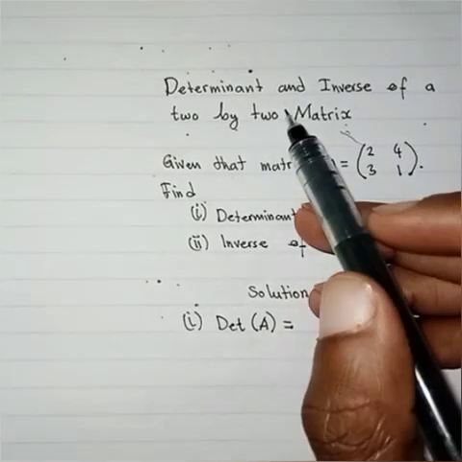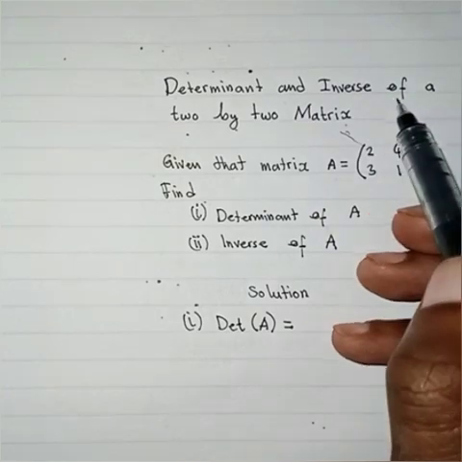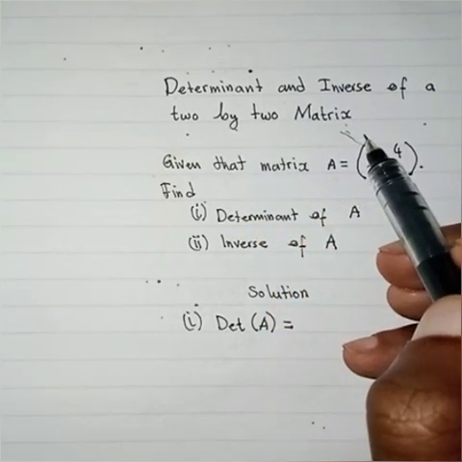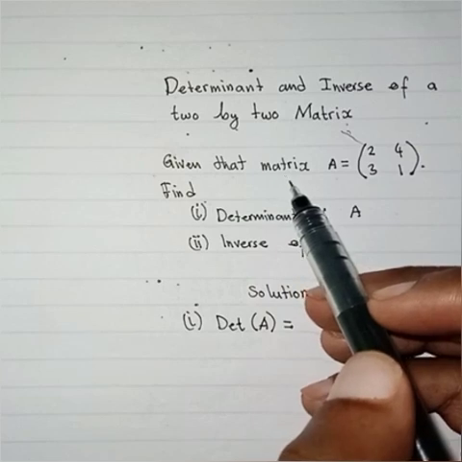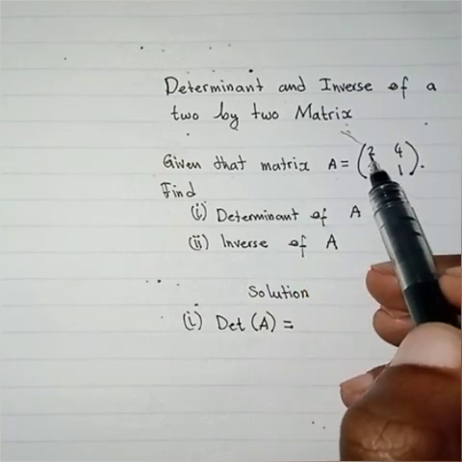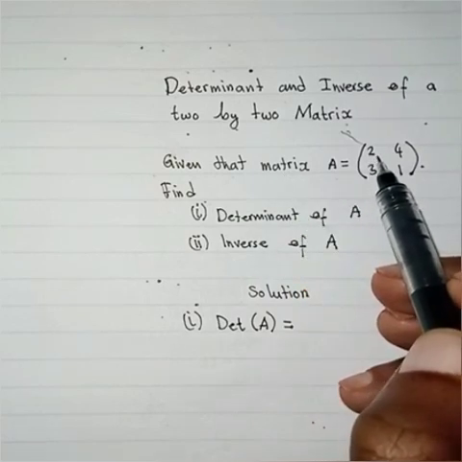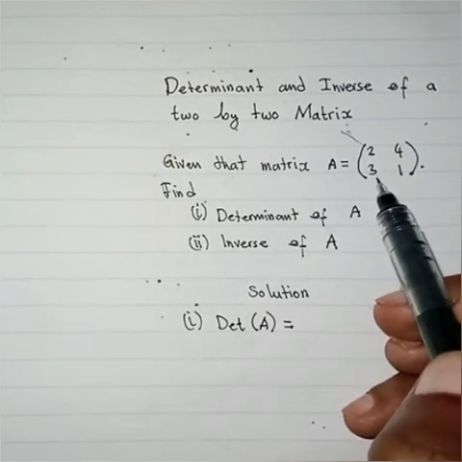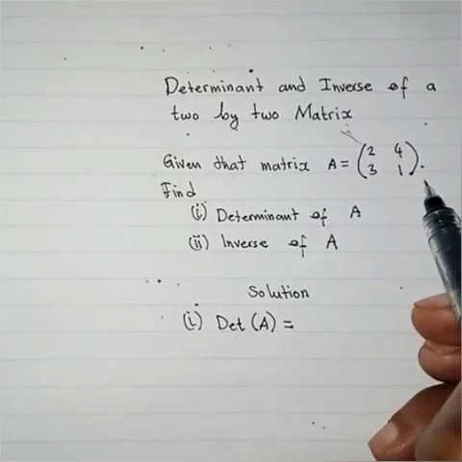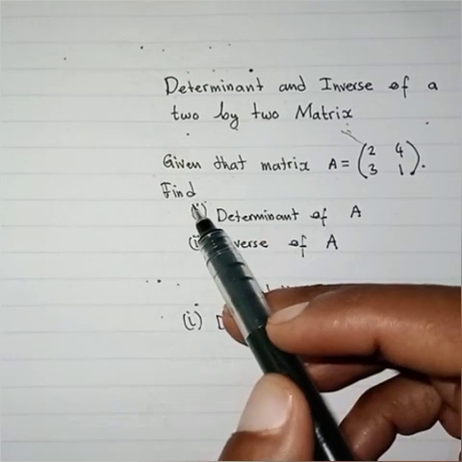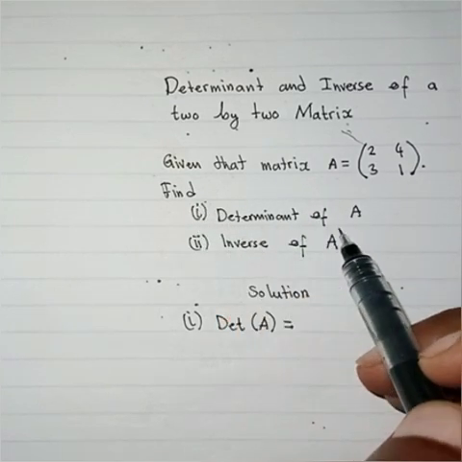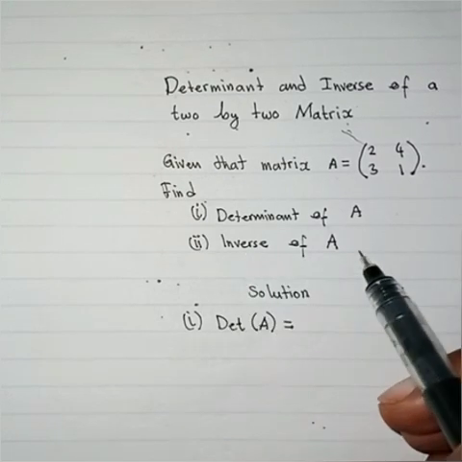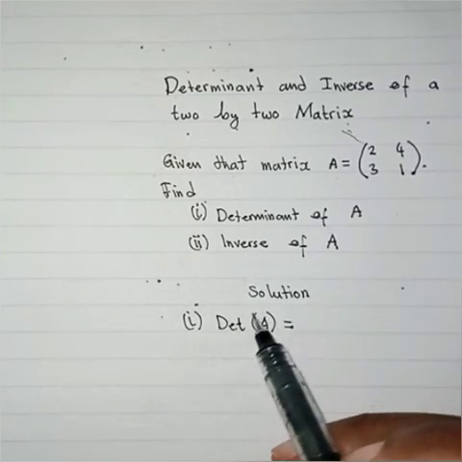This is the determinant and inverse of a 2 by 2 matrix. Given that matrix A in the first row has entries 2 and 4. In the second row, we have 3 and 1. Find 1. Determinant of matrix A. 2. Inverse of matrix A. Solution.